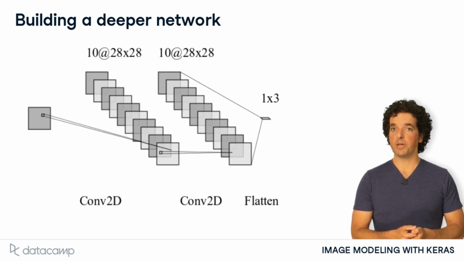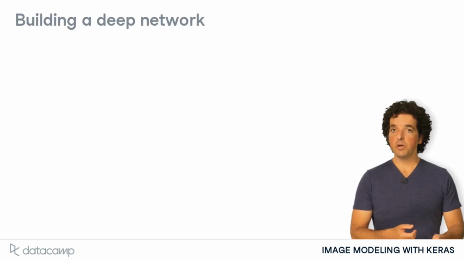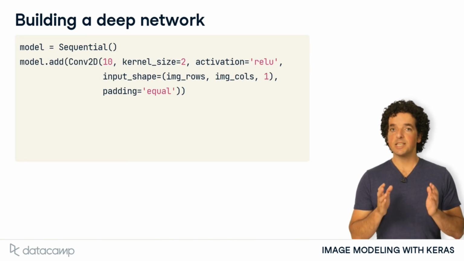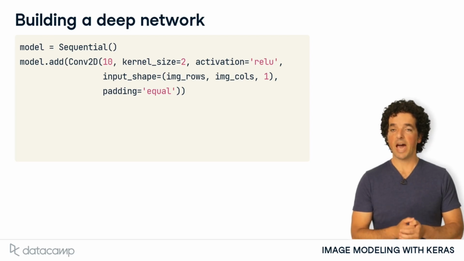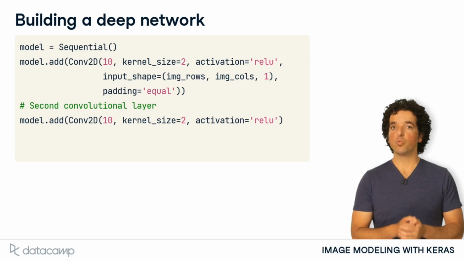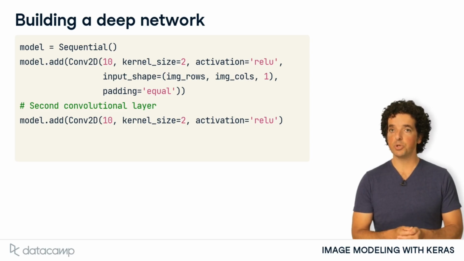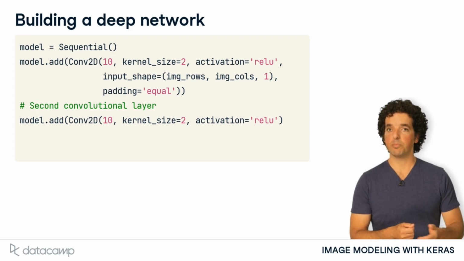Let's see how we might implement this. Here is the code for this network. First, we create the input layer. This is the same convolutional layer that we had in our previous network. Then, we add one more convolutional layer to the network. Because this layer receives its inputs from the first convolutional layer, it doesn't require the input shape keyword argument to be provided.